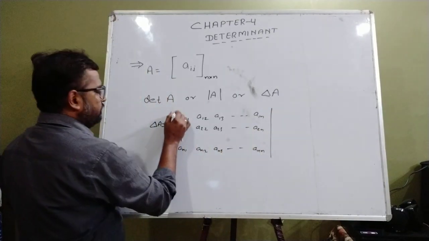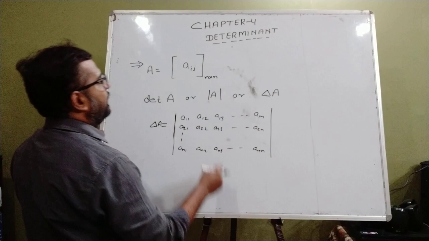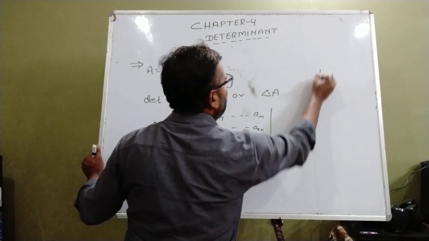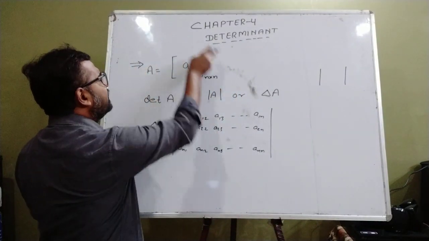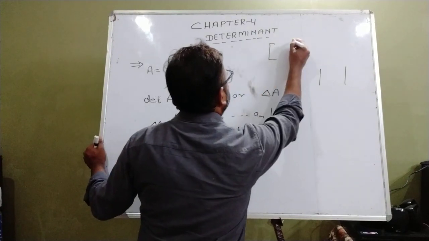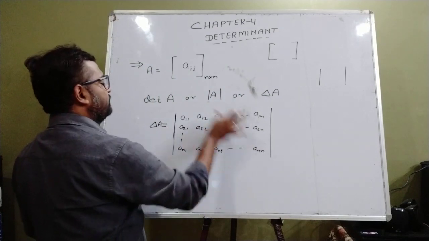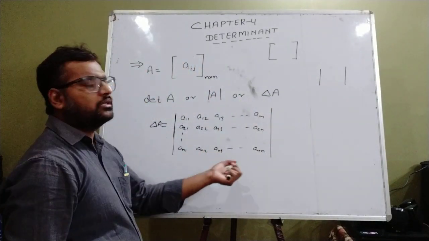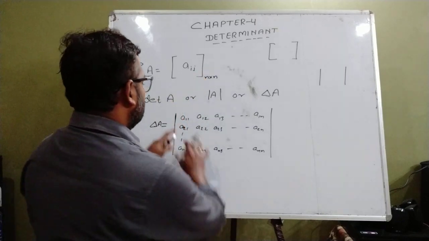Now, if you compare the representation of the determinant and the matrix, the very fine difference is that in the case of matrices, the elements are written within a large bracket, and here the elements are written within two vertical lines. This is the representation of the determinant, and this is the representation of the matrix.